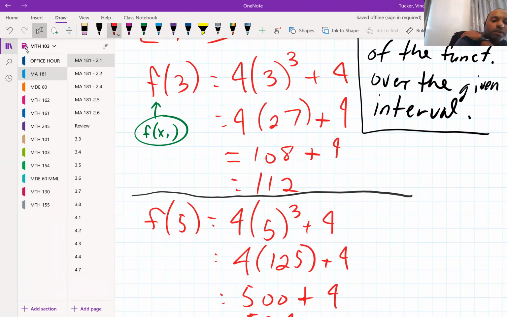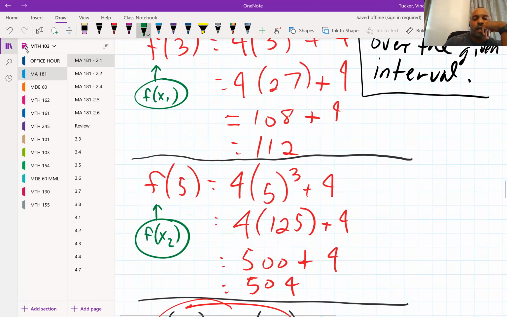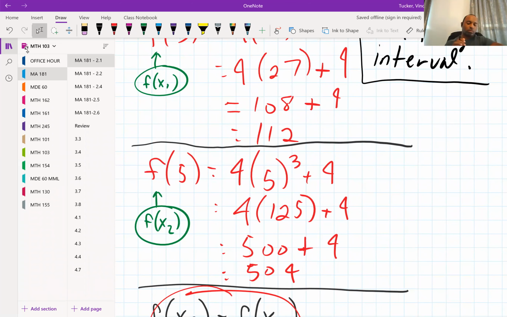Then we're going to plug 5 into the function. This is f of x2. So 5 cubed is 125. 4 times 125 is 500. 500 plus 4 is 504. Any problems so far? Make sure we're okay.